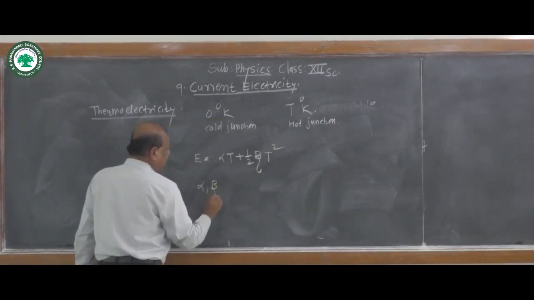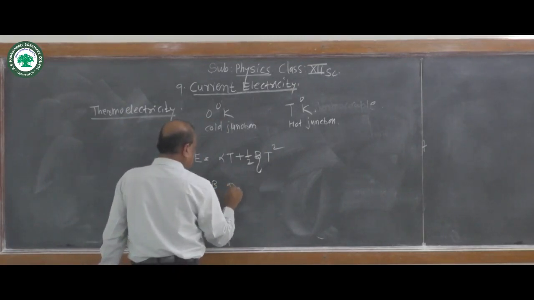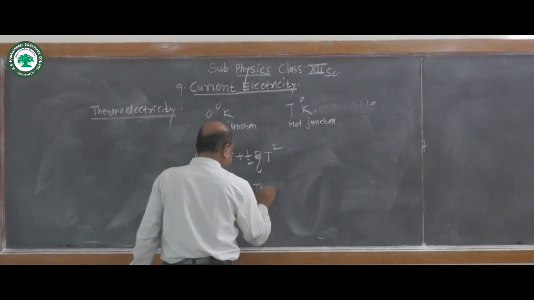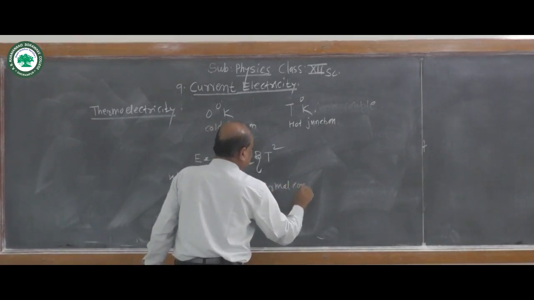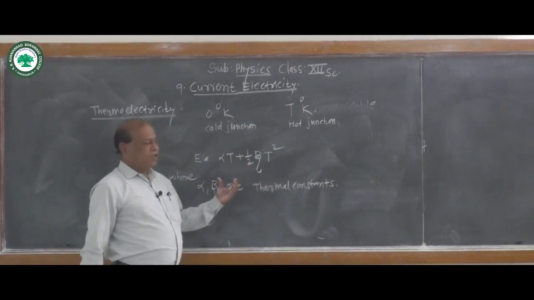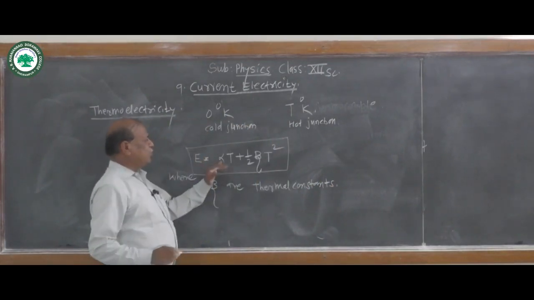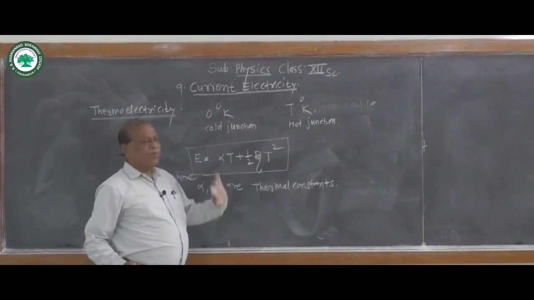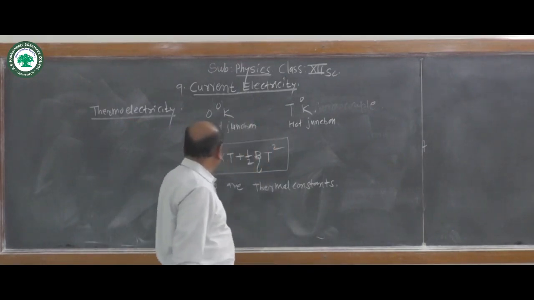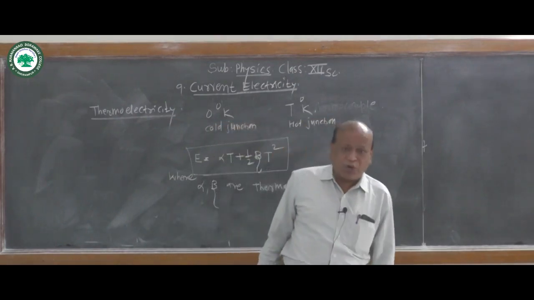Here alpha and beta are thermal constants. Then the EMF generated is given by E equals alpha T plus 1/2 beta T square. Observing the variation of E against T, we get a graph like a hyperbola.